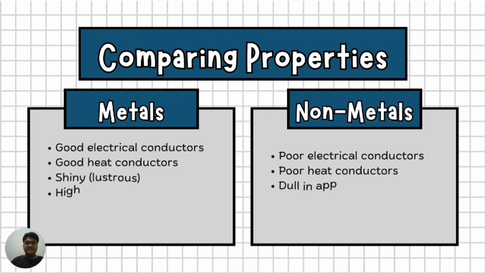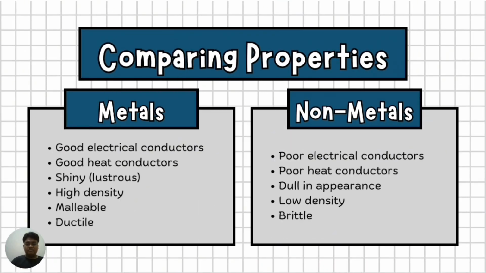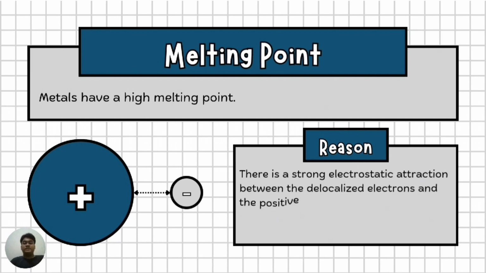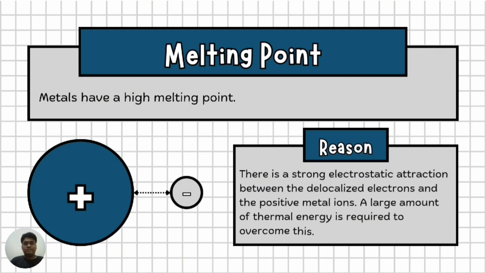This is one of the metal properties, which is melting point. Metals have a high melting point. The reason is there is a strong electrostatic interaction between the delocalized electrons and the positive metal ions. A large amount of thermal energy is required to overcome this attraction. A lot of energy is also needed to break these bonds.